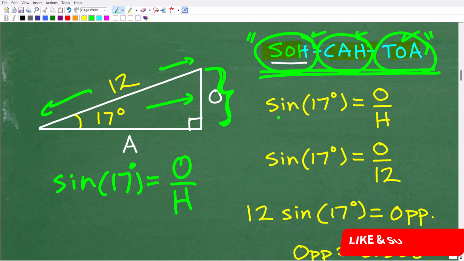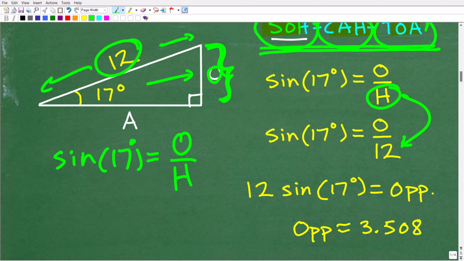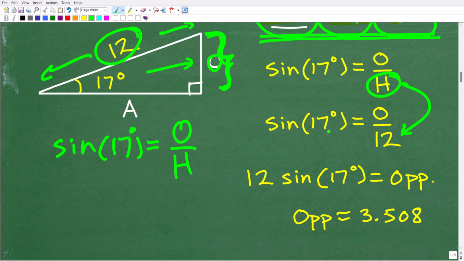Okay, so again, the sine of 17 degrees is equal to the opposite over the hypotenuse. Now we do have the hypotenuse, that is 12 units. So we'll go ahead and put that there. And what we need is this side, or side O. Alright, so here is the basic mathematics that we need to figure out what side O is equal to.